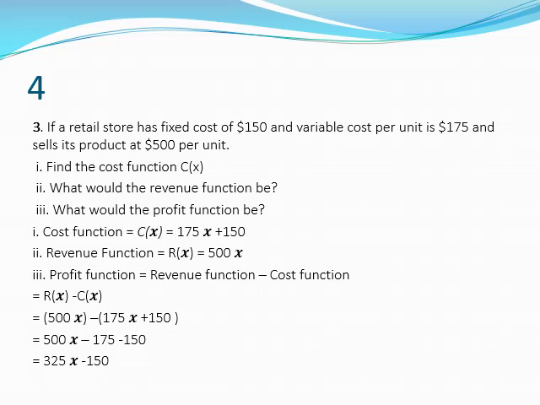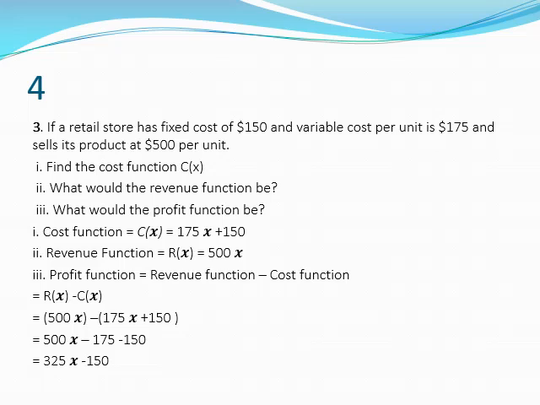The cost function C(x) equals 175x plus 150. The revenue function R(x) equals 500x. The profit function is the revenue function minus the cost function. So R(x) minus C(x) equals 500x minus (175x plus 150). The calculation gives 325x minus 150.